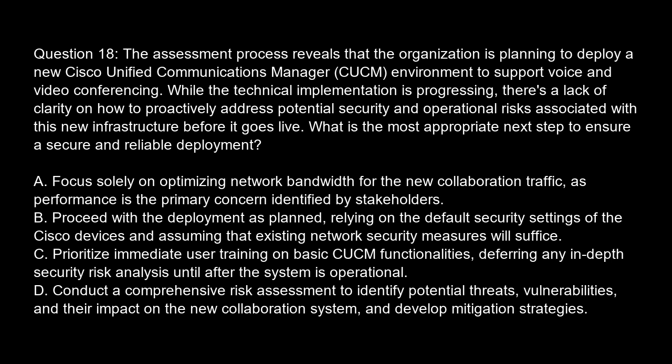Option A. Focus solely on optimizing network bandwidth for the new collaboration traffic, as performance is the primary concern identified by stakeholders. Option B. Proceed with the deployment as planned, relying on the default security settings of the Cisco devices and assuming that existing network security measures will suffice. Option C. Prioritize immediate user training on basic CUCM functionalities, deferring any in-depth security risk analysis until after the system is operational. Option D. Conduct a comprehensive risk assessment to identify potential threats, vulnerabilities, and their impact on the new collaboration system, and develop mitigation strategies.